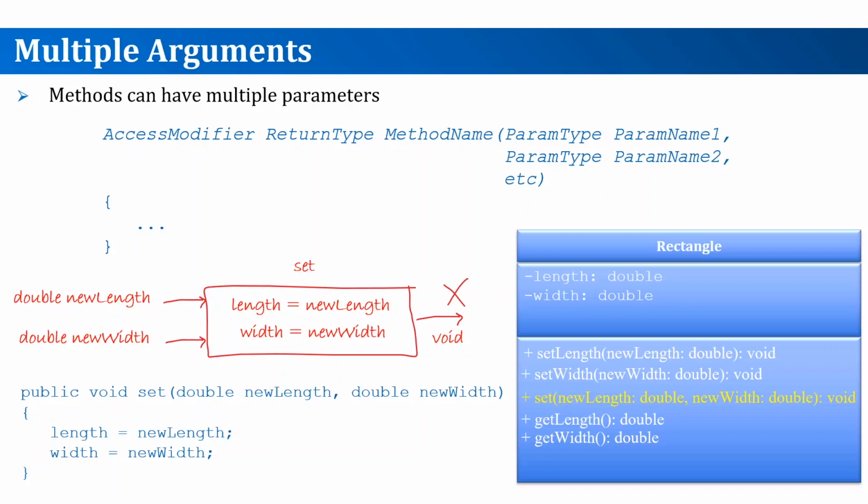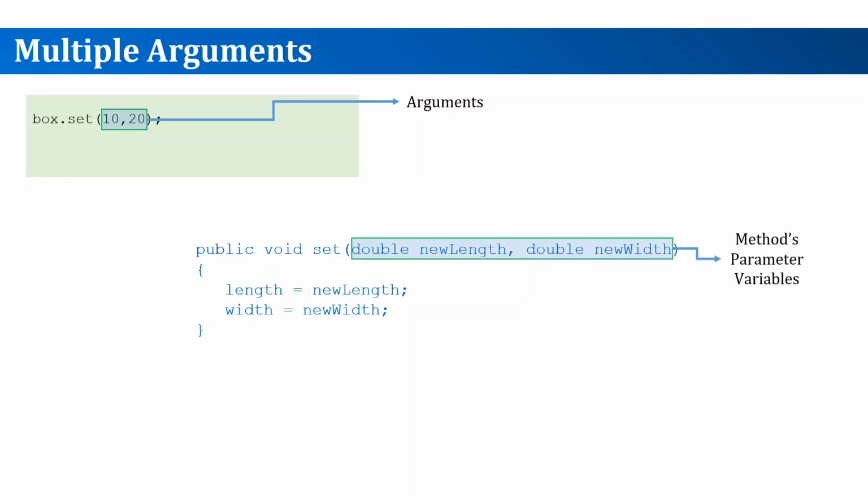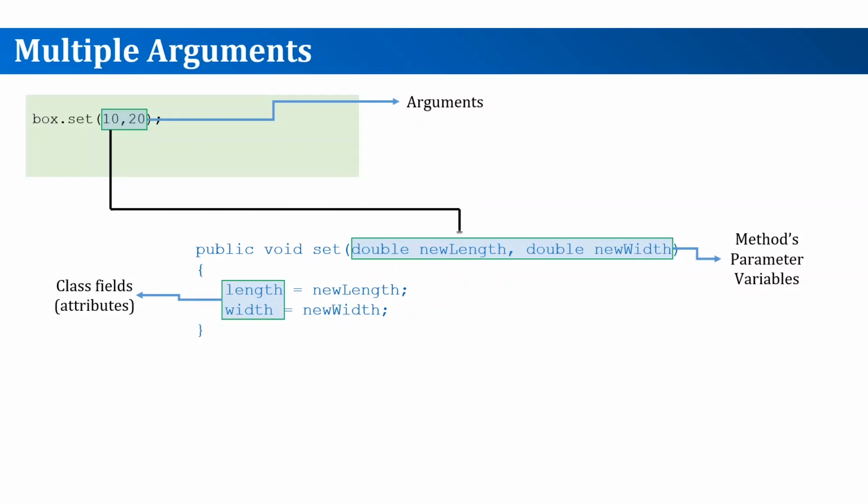Now, how do we use this method in our application? You can call the set method of the instance box. For any method, what we pass as inputs is referred to as the arguments of the method. This matches the method parameters that we defined in the class. And inside the method, we set the instance fields or attributes to the values stored in the parameters of the method. So what happens is that the arguments are copied and stored in the parameters in the same order they are declared in the method header. Then the fields are set to these values.